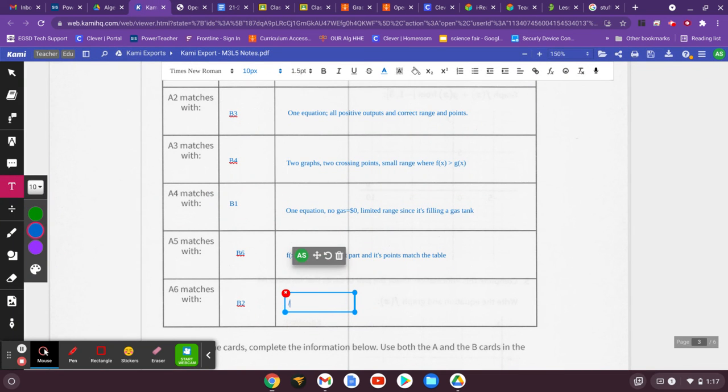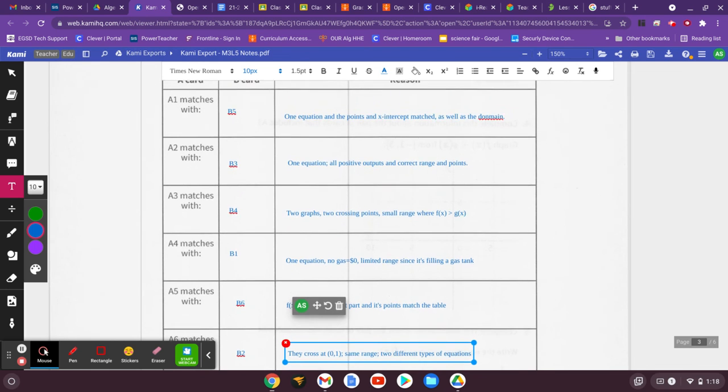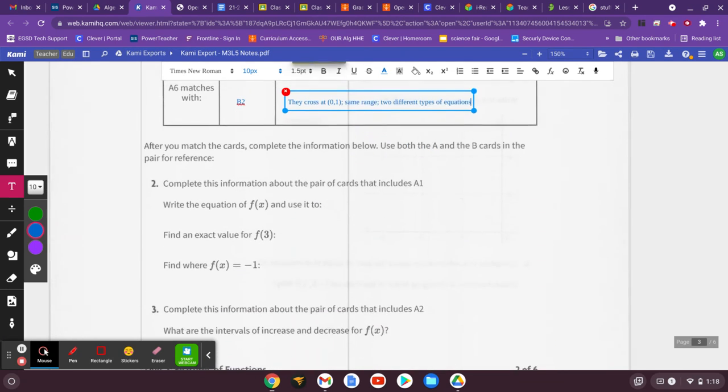it both cross. They cross at 0, 1. And same range, two different types of equations. All right, so now we have questions to answer about these guys.